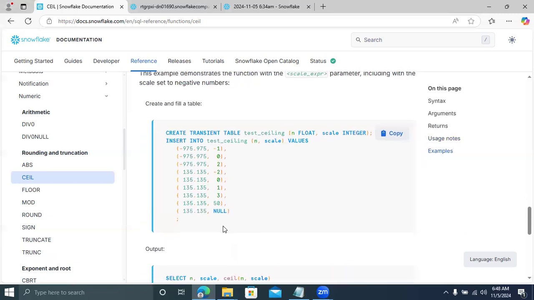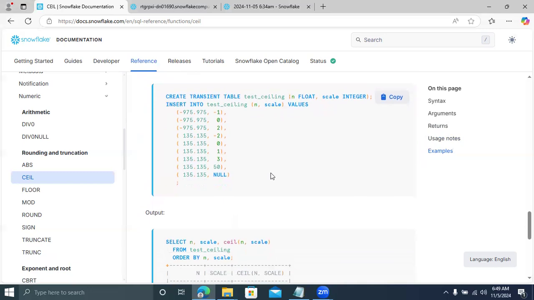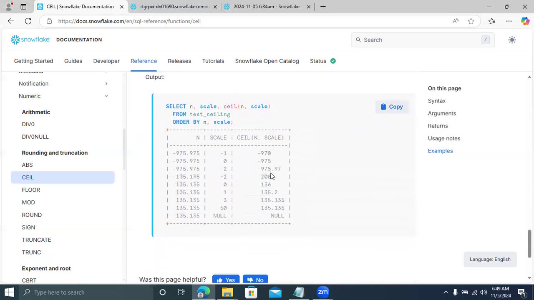Now, what they're doing is creating a transient table called test ceiling. They have two columns, a float type column and another integer type column. We see we have the n value and the scale value. Then I'm trying to insert the values into this test ceiling table. Now the values got inserted. If you look here, using the ceil function, you can pass the column expression, and then you can supply the scale factor as an additional argument.